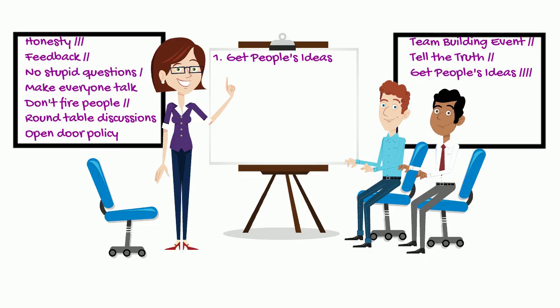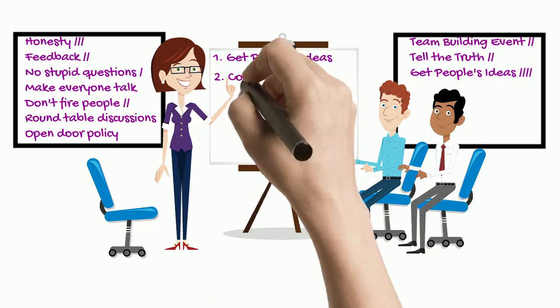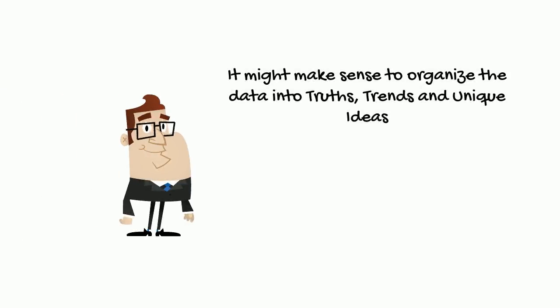Similarly, the original subgroup may have new ideas of their own to add after completing the whole circuit. As they go through the summarization process, the main guideline is that all members of the subgroup must agree on what is presented to the larger group. It might make sense to organize the data into truths, trends, and unique ideas using the process described in the future search design. This is the facilitator's call.